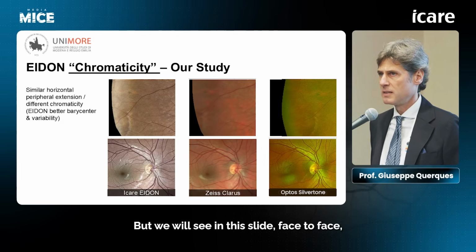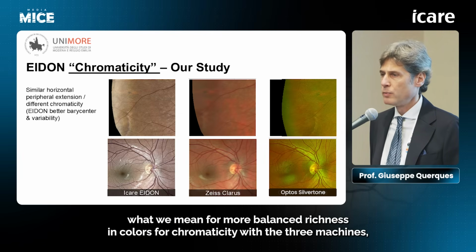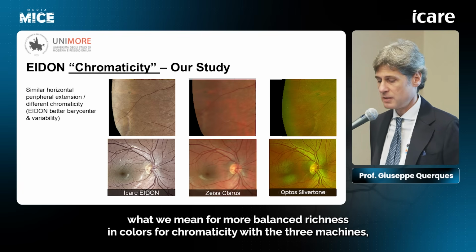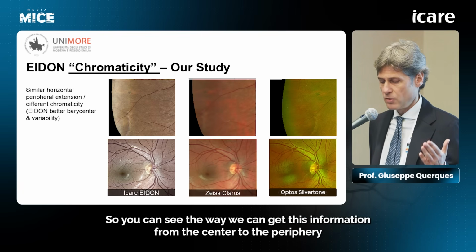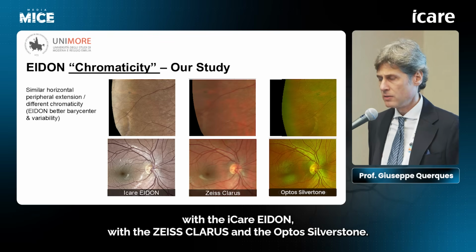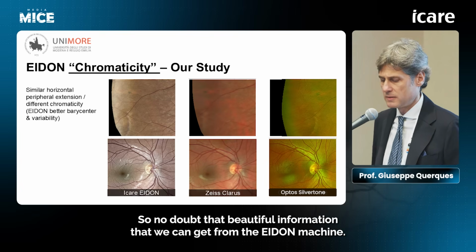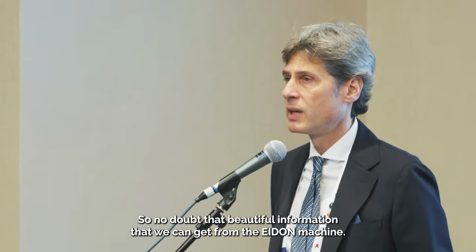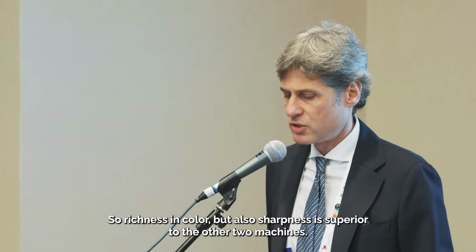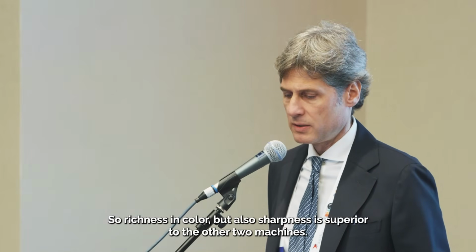But we will see in this slide face-to-face what we mean by more balanced richness in colors, chromaticity, with the three machines face-to-face. So you can see the way we can get this information from the center to the periphery with the iCare EIDON, with the Zeiss Clarus and the Optos Silverstone. So no doubt that the beautiful information that we can get from the EIDON machine, so richness in color, but also sharpness, is superior to the other machines.